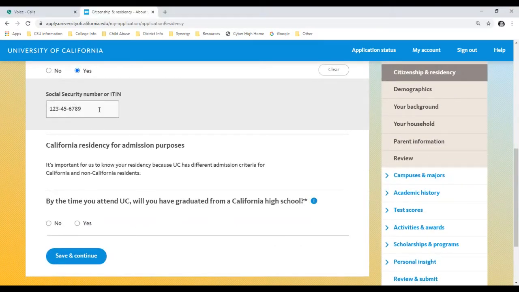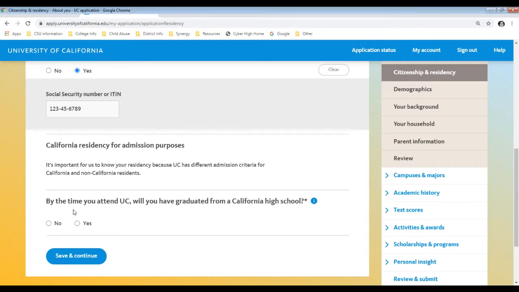So make sure you put that in there. It's important for them to match you up with your financial aid application or with other documents. So, California residency for admission purposes. It's important for us to know your residency, because UC has different admission criteria for California and non-California residents.